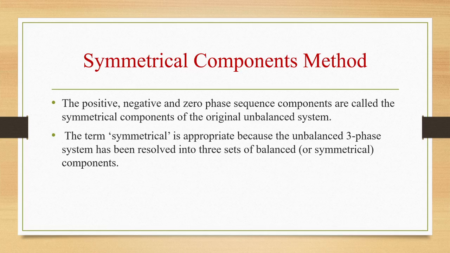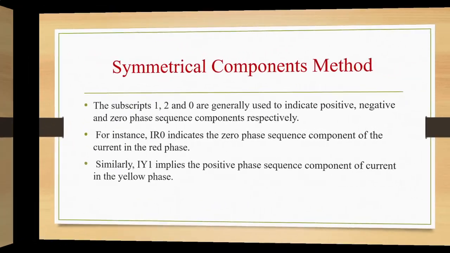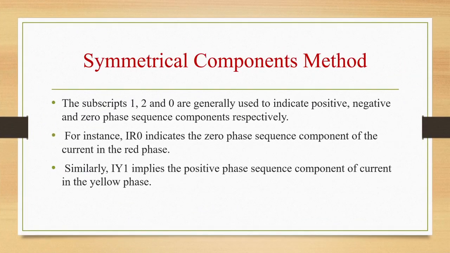The term symmetrical is appropriate because the unbalanced three-phase system has been resolved into three sets of balanced or symmetrical components. Subscripts 1, 2 and 0 are generally used to indicate positive, negative and zero phase sequence components respectively. For instance, IR0 indicates the zero phase sequence component of the current in the red phase, and similarly IY1 implies the positive phase sequence component of current in the yellow phase.